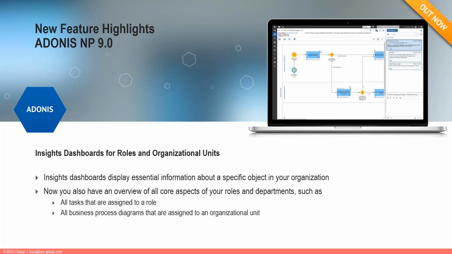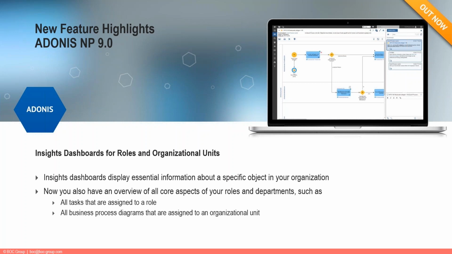Similarly, in the Insights dashboard for organizational units, one will be able to see all the business process diagrams assigned to that department, thereby creating an easy to access overview of all the department's processes in your organization, and of course their associated responsibilities. So you're going to have a one-stop shop in the Insights dashboard with relevance to organizational units. You're going to see all the processes that belong to that specific organizational unit, or as you might call it, a department, all in one place.